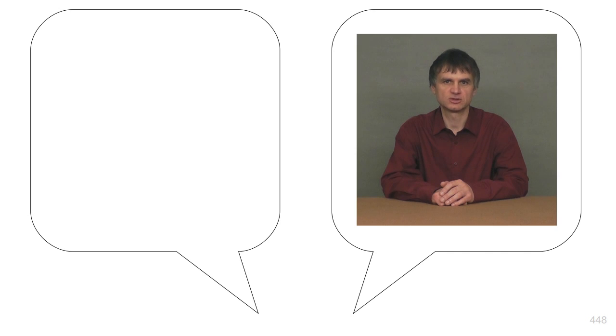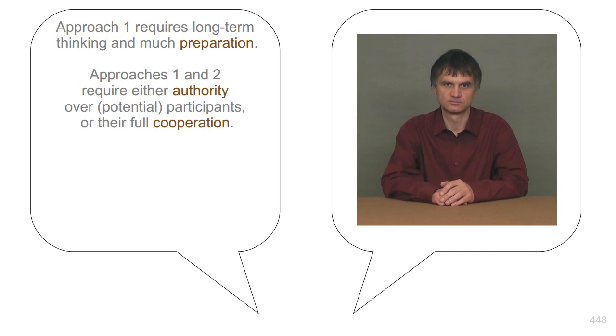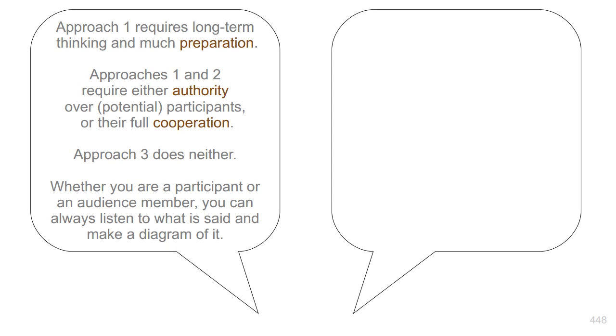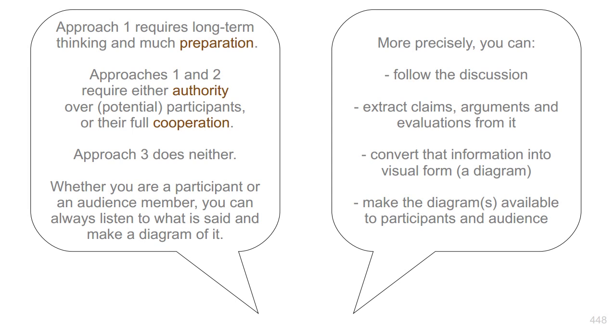Approach 1 requires long-term thinking and much preparation. Approaches 1 and 2 require either authority over potential participants or their full cooperation. Approach 3 does neither. Whether you are a participant or an audience member, you can always listen to what is said and make a diagram of it. More precisely, you can follow the discussion, extract claims, arguments and evaluations from it, convert that information into visual form, a diagram, and make the diagrams available to participants and audience.